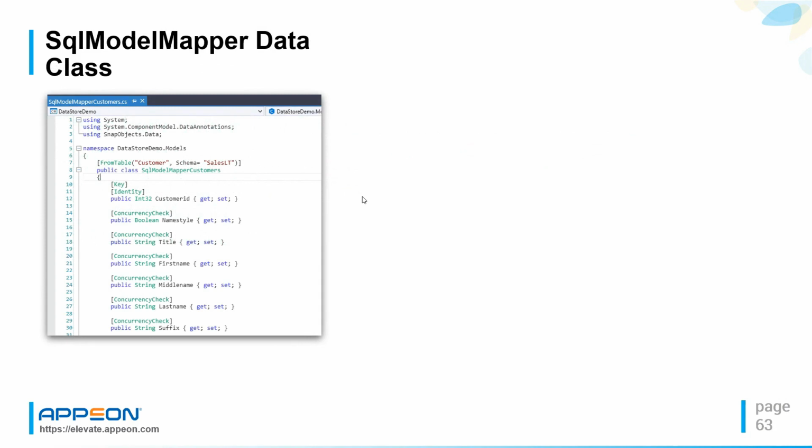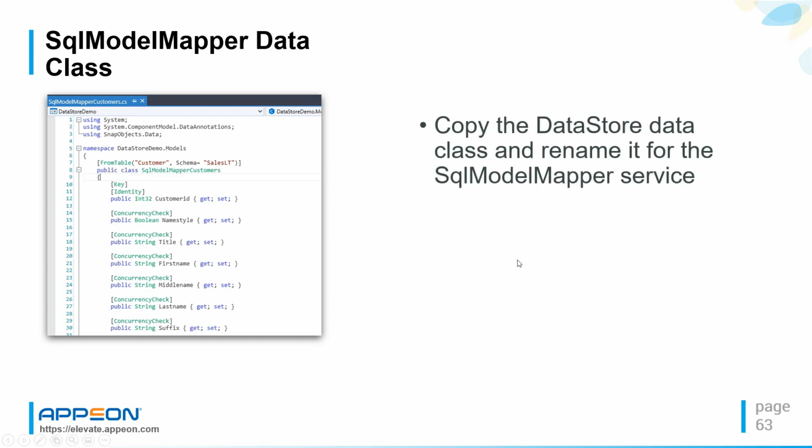So we'll need a SQL Model Mapper data class, and I cheated in a sense. I just took the one that I had generated from my data window for my .NET Data Store service, and chopped out the stuff that I didn't need here. So it's just a POCO object now.